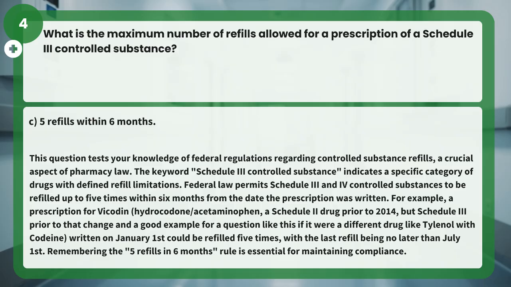For example, a prescription for Vicodin, hydrocodone/acetaminophen, was Schedule III prior to 2014, when it became Schedule II, so it is a good example for a question like this, though a different drug like Tylenol with codeine, written on January 1st, could be refilled 5 times, with the last refill being no later than July 1st. Remembering the 5 refills in 6 months rule is essential for maintaining compliance.